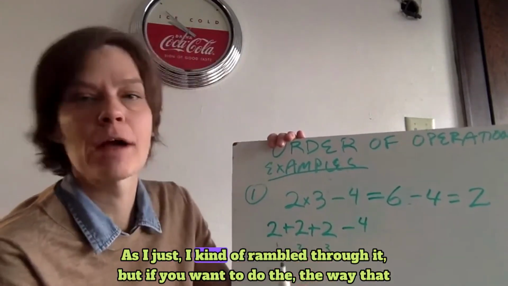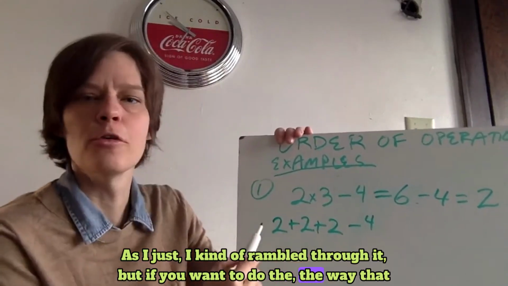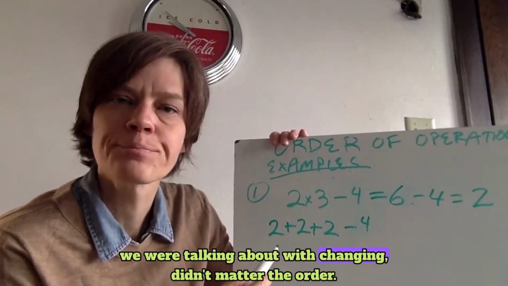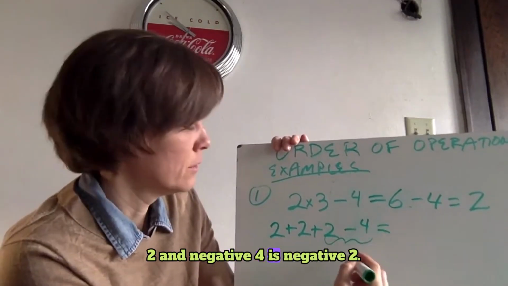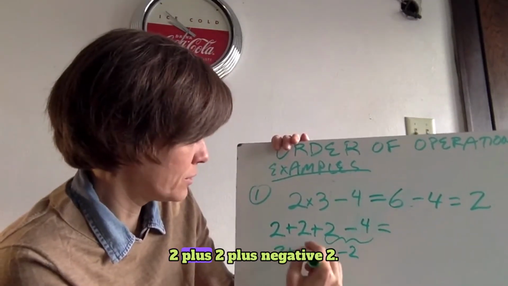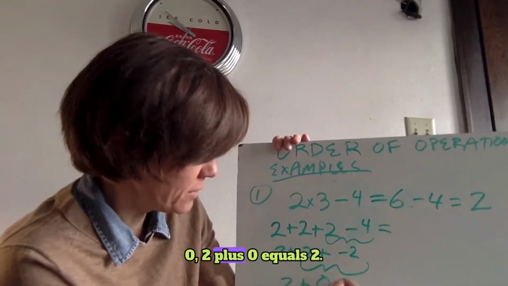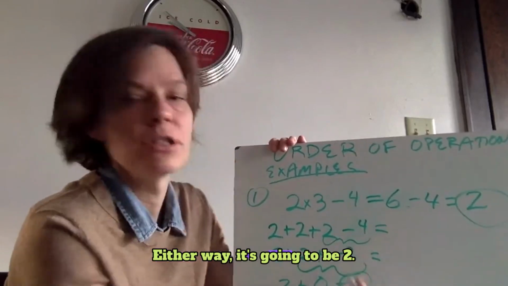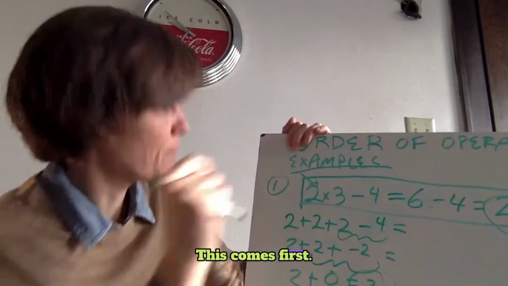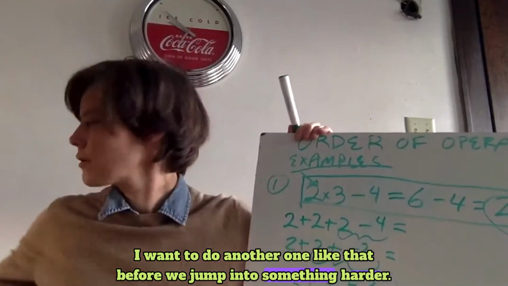But if you want to do it the way that we were talking about with changing, it didn't matter the order. 2 and negative 4 is negative 2. 2 plus negative 2 is 0. 2 plus 0 equals 2. It doesn't matter. Either way, it's going to be 2. Okay, this comes first. I want to do another one like that before we jump into something harder.